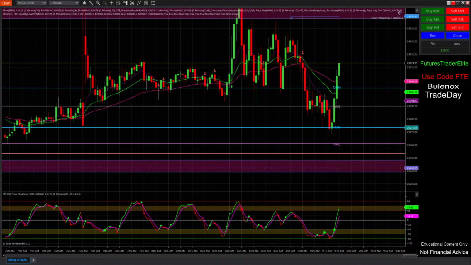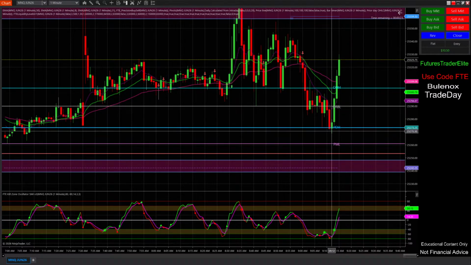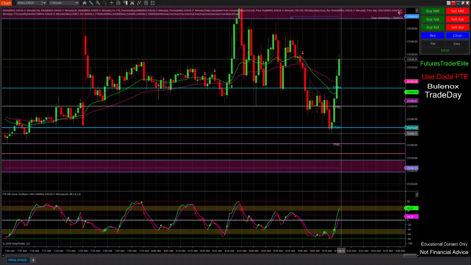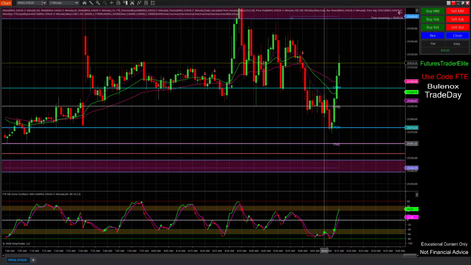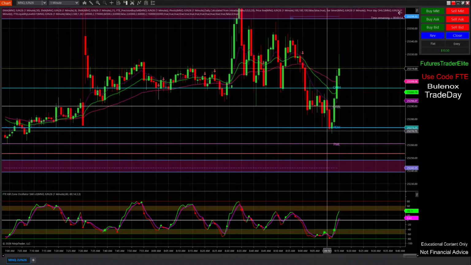Oh well. The fact that they came down here and put that candle in and almost tagged my first order, and then turned around and made this move, validates this trade. Even if it comes back down, I don't know if I want to be long down here.